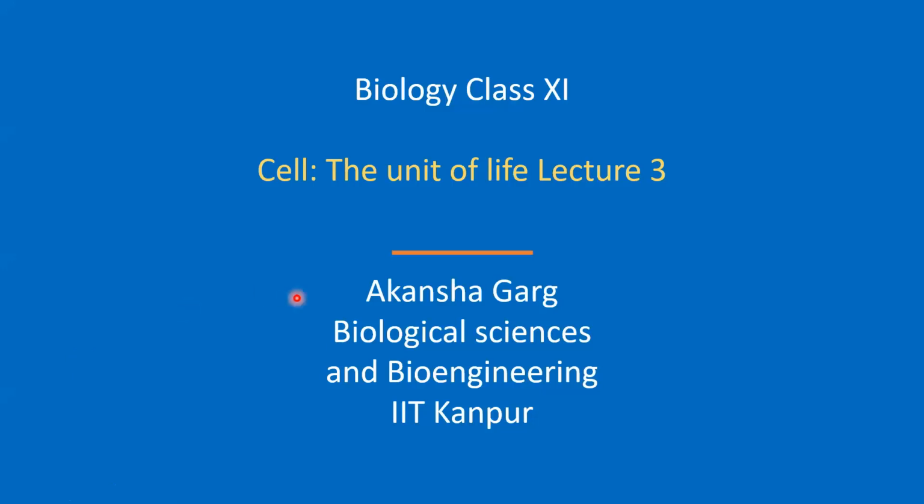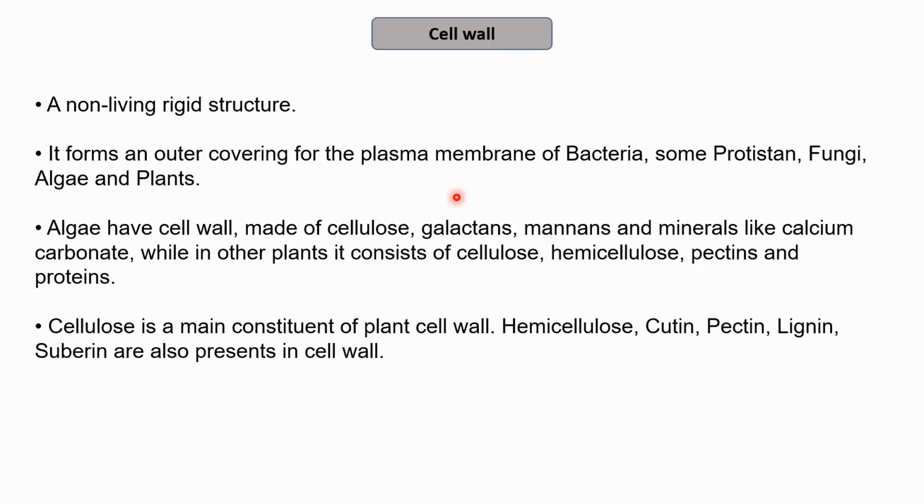Good evening, everyone. So today we are continuing with lecture 3 for the unit cell, the unit of life. In the last lectures, we discussed what prokaryotic cells are and the structure of a prokaryotic cell. We gave a brief introduction about a eukaryotic cell. We studied how a plant cell is different from an animal cell. And now we are delving more into what a eukaryote is, what the other components of a eukaryotic cell are, and what their functions are.